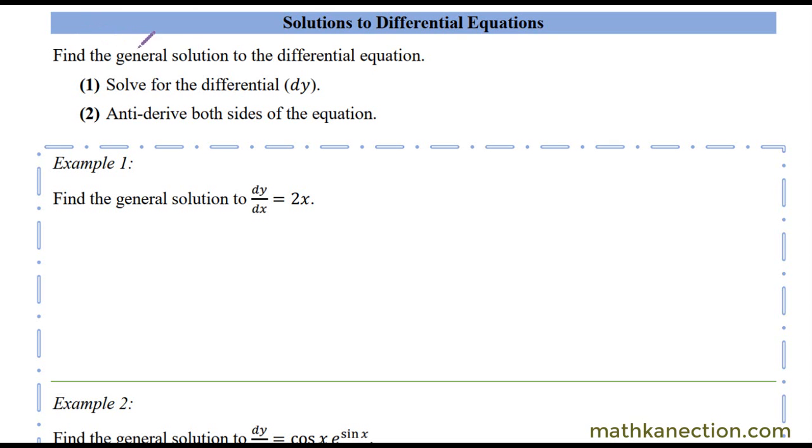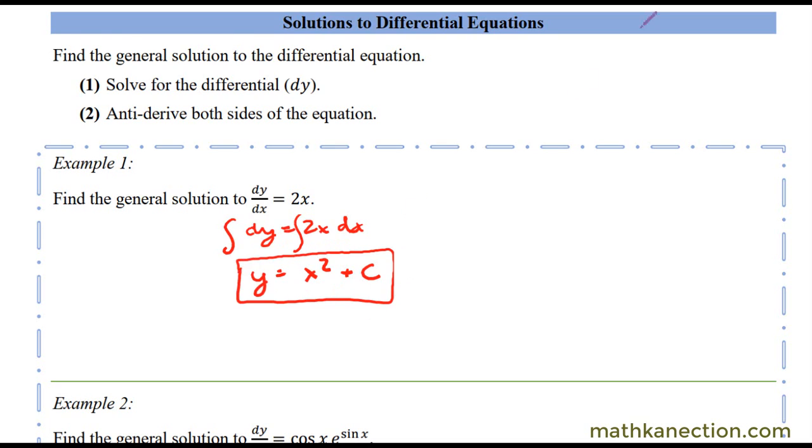So finding the general solution to the differential equation, first thing we're going to do is solve for the differential, which is dy. So finding that general solution to dy/dx is equal to 2x. Get the dy by itself, so we have dy is equal to 2x dx. And then we're going to antiderive both sides of the equation. So antideriving both sides, antideriving dy is just y, antideriving 2x is x squared plus c. And that's the general solution to the differential equation.